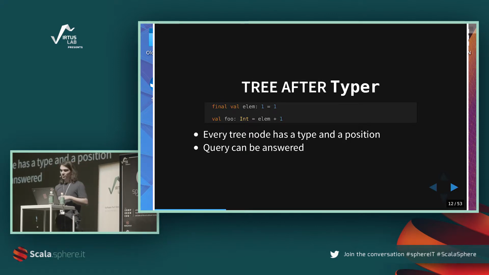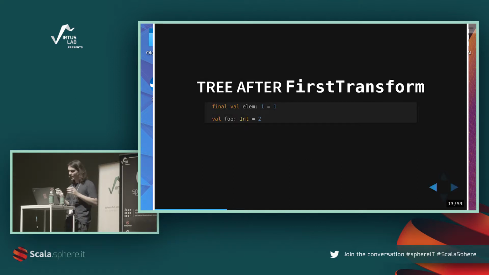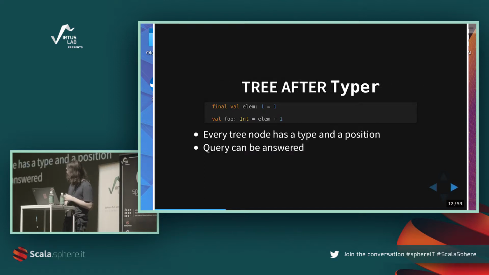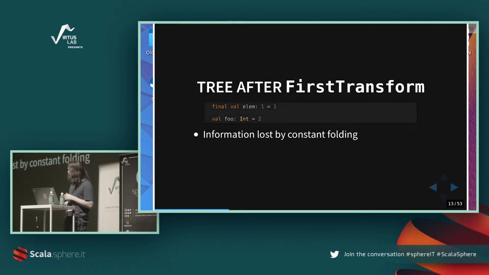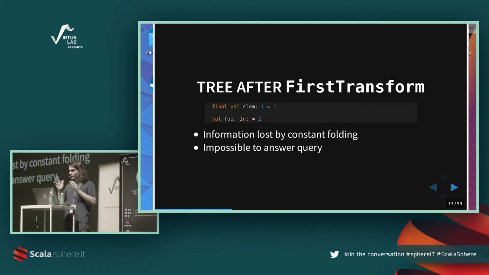But now if we go a little further in the compiler pipeline, say after first transform, now I have a problem. If I look at my definition of foo compared to previously, we've lost information because of constant folding. So at this point, I don't know how to jump to LM anymore because I don't have a tree reference to LM in the type tree. This is why we need to be able to query the compiler as early as possible in the pipeline.